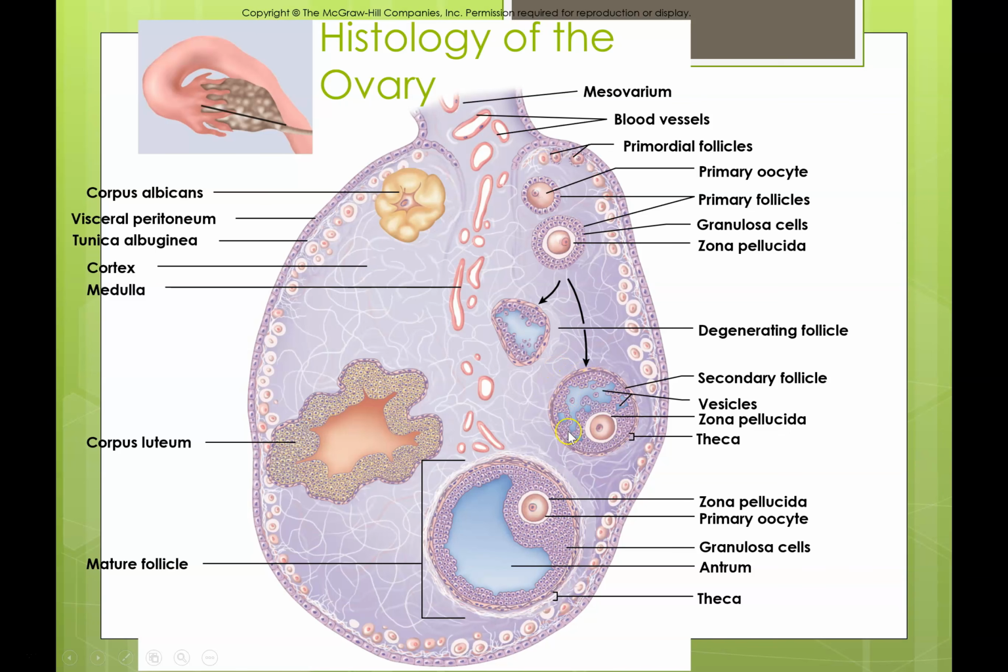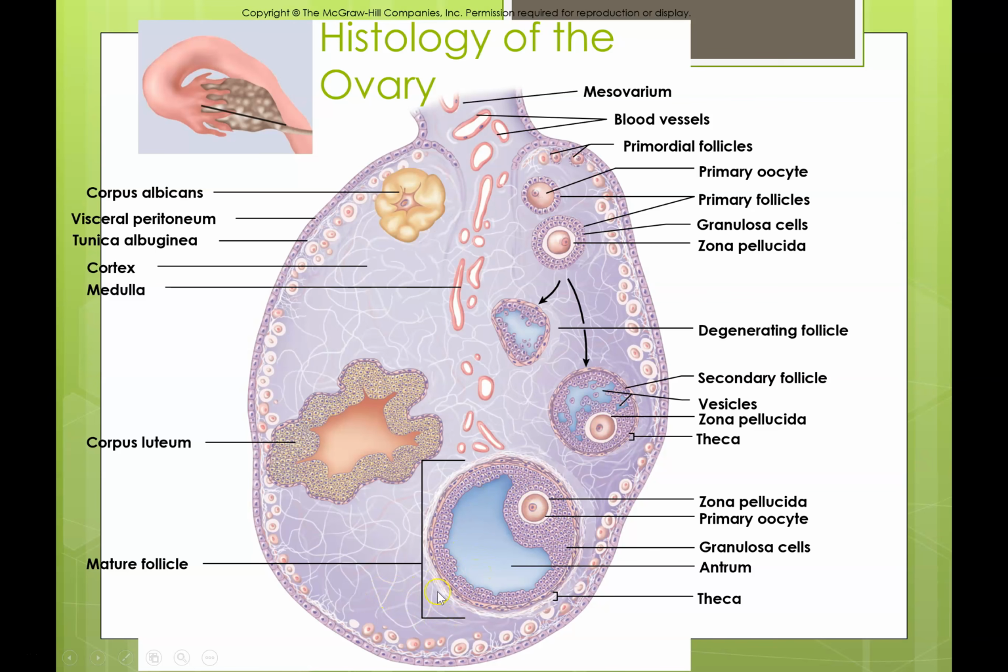We are turning into a secondary follicle here. You see all the little pools here called vesicles of fluid. Those vesicles come together and create a large pool called an antrum. And this is now a mature follicle, or a Graafian follicle.